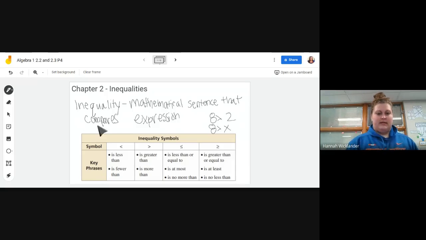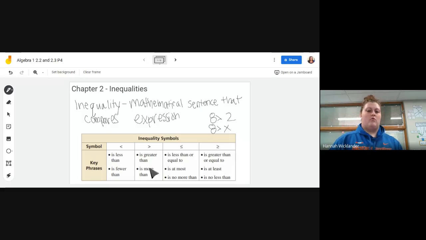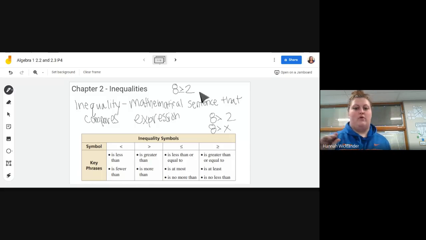So here's the symbols we use. Is less than or smaller than or fewer than, greater than or more than. It looks like this. Then we throw in the alligator mouths with a line underneath them, which means is less than or equal to or greater than or equal to. So right now it's saying that 2 is less than 8, but then if we throw it in like this, 8 is greater than or equal to, so that means it could be equal to, so it could be 8 because 8 is equal to 8.